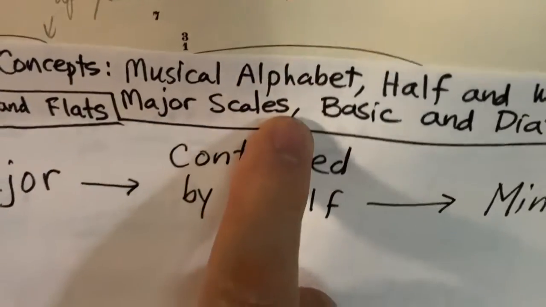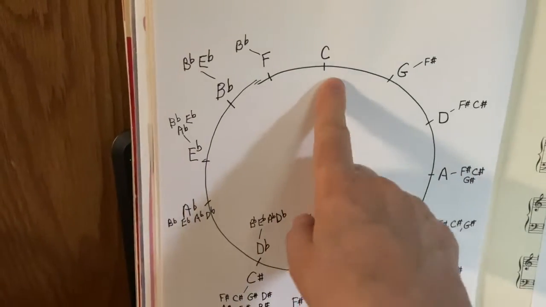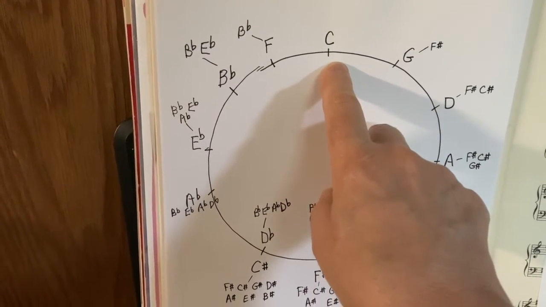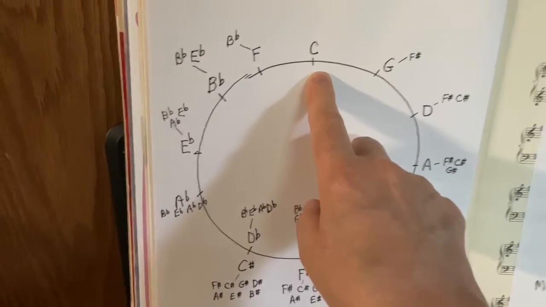Major scales. The major scales can be learned from the circle of fifths. The scale of C is a succession of notes from C to C with no sharps or flats.